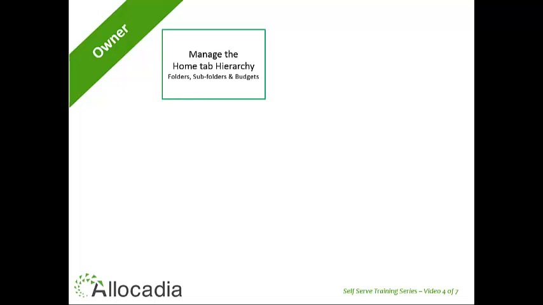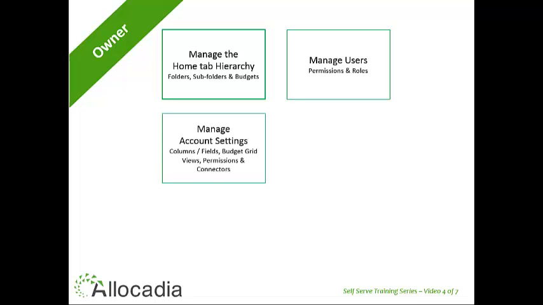Each Allocadia instance has one owner. By default, this is the user who assisted with the setup of the account and should be the person who is responsible for your Allocadia instance. The owner is able to manage the Home tab hierarchy, specifically create, edit, and delete roll-up folders, subfolders, and budgets. Manage users, specifically invite and remove users. Manage account settings, specifically create, modify, and delete columns, fields, and budget grid views. Set administrator and editor permissions, and set up connectors.